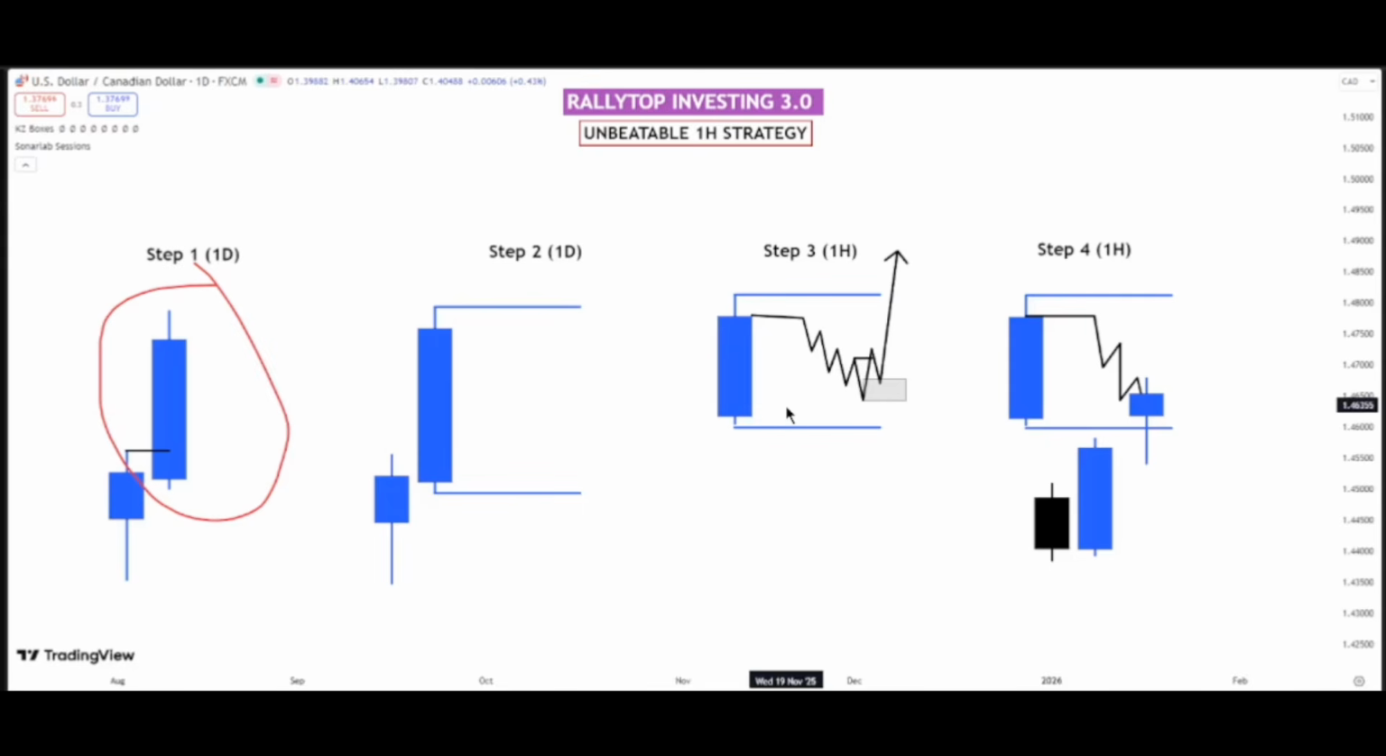Now, moving to step 4. Now, I've told you step 3. This is the pattern.